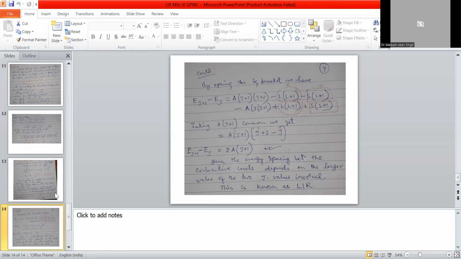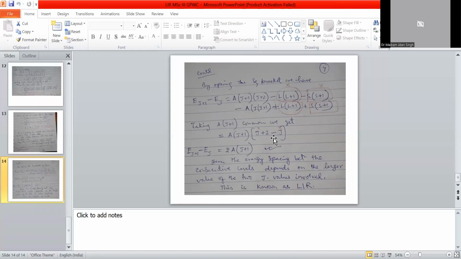So this is known as the Lande interval rule. I hope you can understand this portion. If you have any confusion, you can ask. So thanks, my dear students.